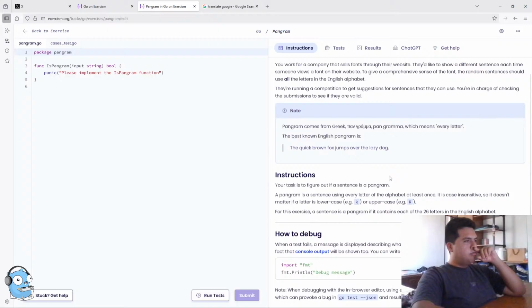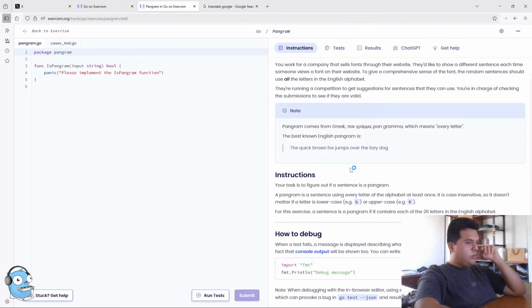Okay. Instructions. Your task is to figure out if a sentence is a pangram. A pangram is a sentence using every letter of the alphabet at least once. It is case insensitive, so it doesn't matter if a letter is lowercase or uppercase. For this exercise, a sentence is a pangram if it contains each of the 26 letters in the alphabet.